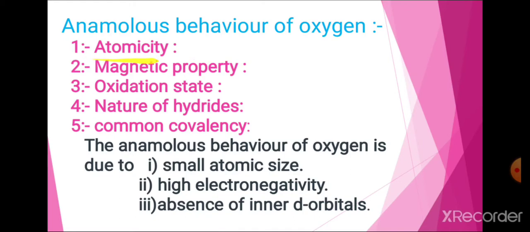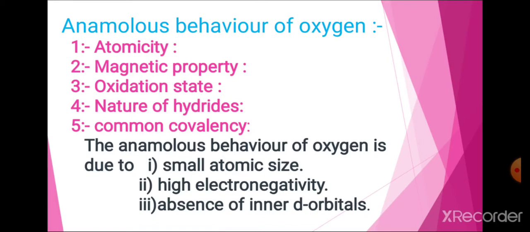First property is atomicity. Oxygen is diatomic, while other members of the group are polyatomic. This O2 molecule consists of 2 atoms of oxygen, while for the other members, for example sulfur, it is octatomic, an S8 molecule. 8 atoms are required to form a molecule of sulfur. Then second is magnetic properties. Oxygen is paramagnetic, while others are diamagnetic.